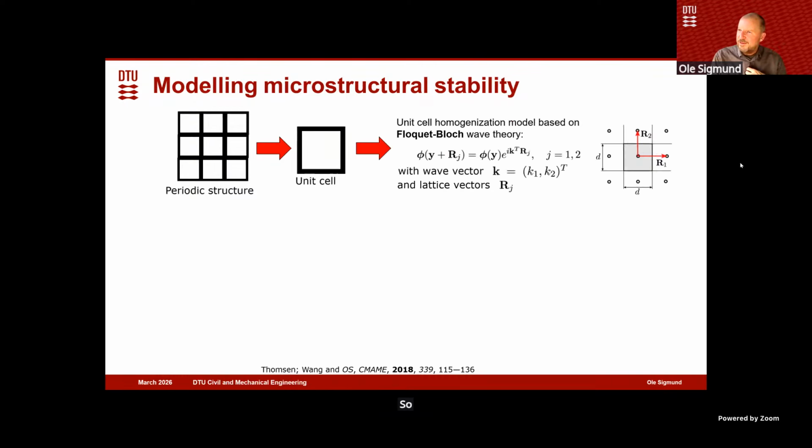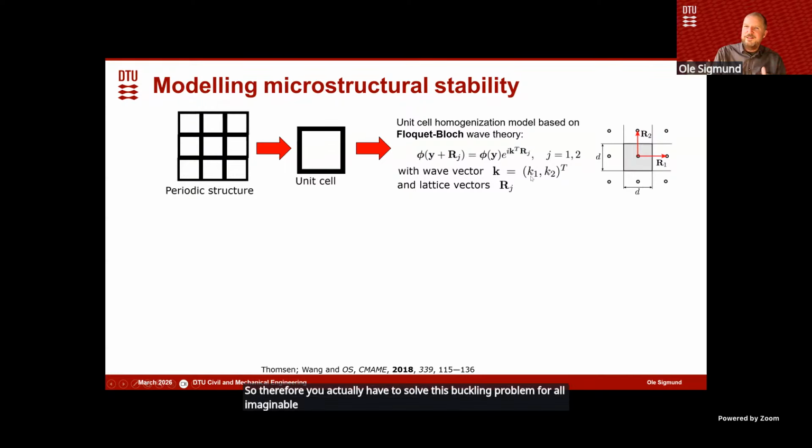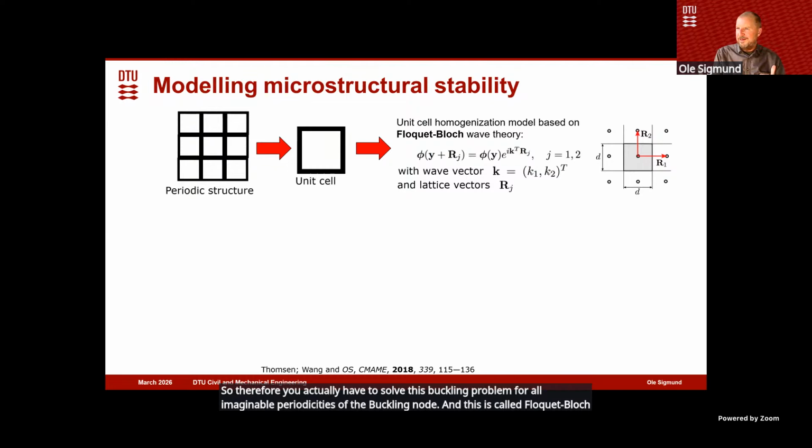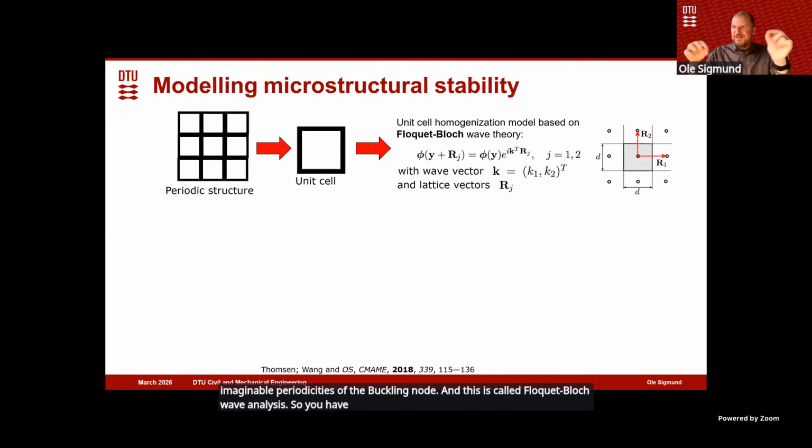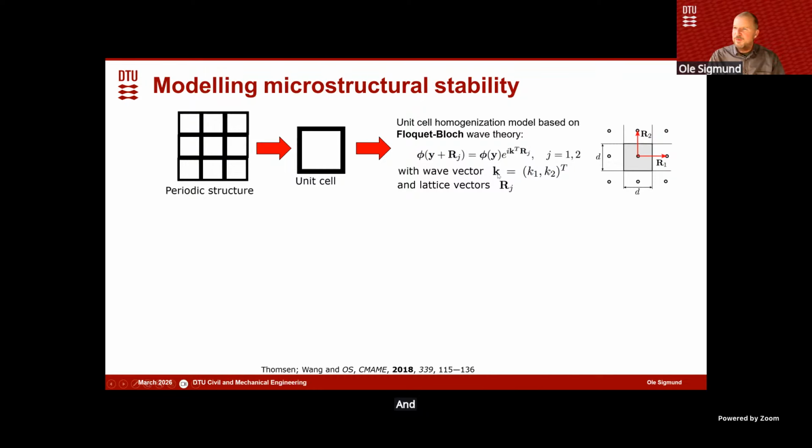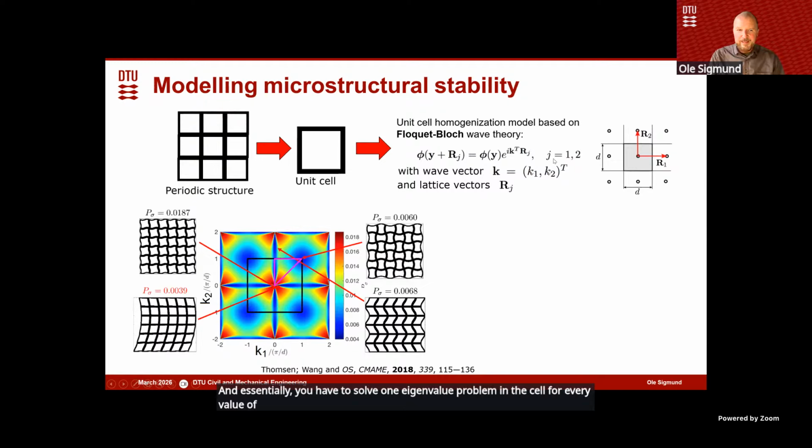So therefore you actually have to solve this buckling problem for all imaginable periodicities of the buckling load. And this is called Floquet-Bloch wave analysis. So you have boundary conditions that are controlled by a wave vector here. And essentially you have to solve one eigenvalue problem in the cell for every value of this wave vector.